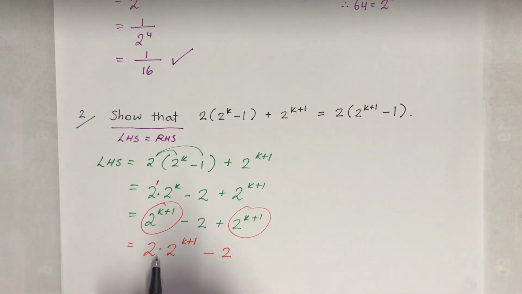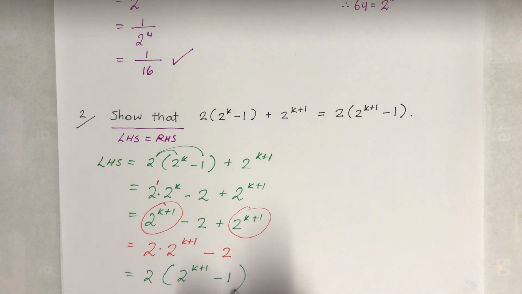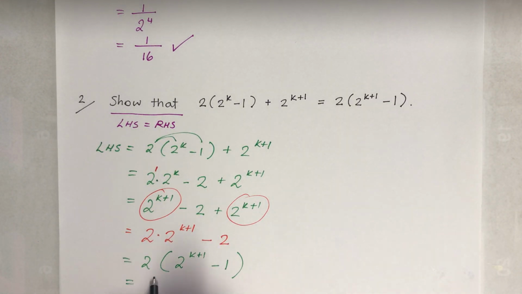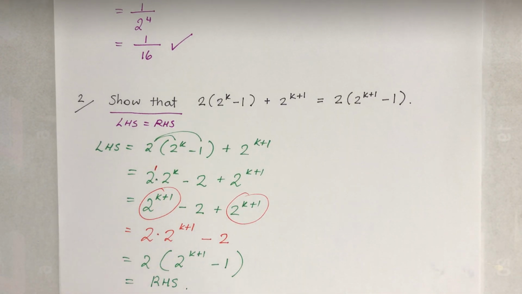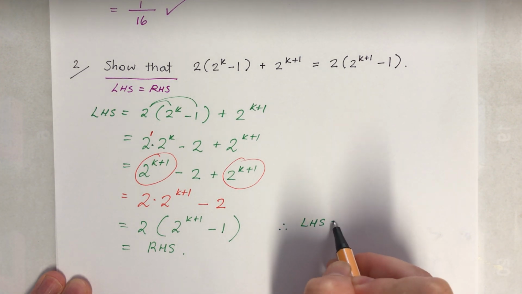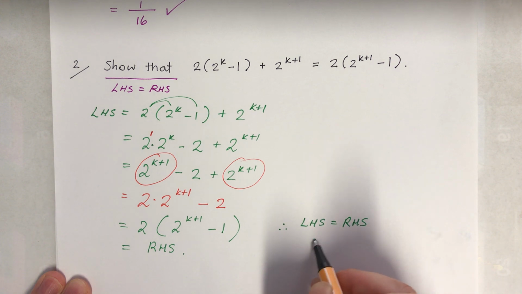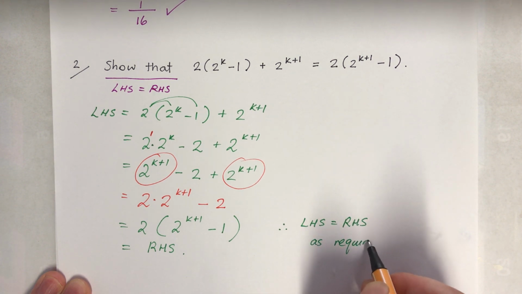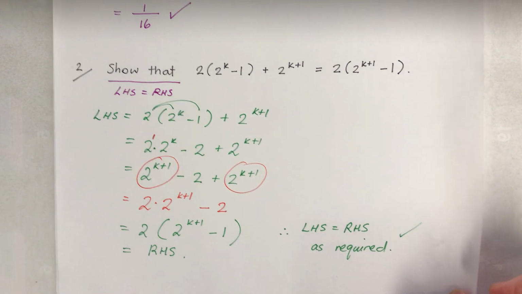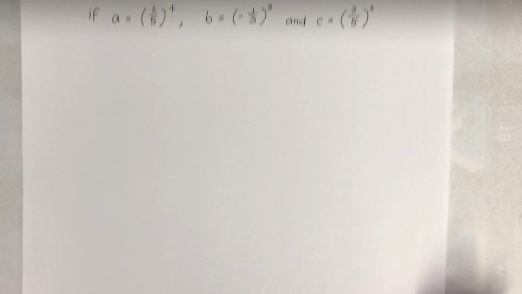If I take the 2 out as a common factor and put the rest inside the brackets, there you go. I've got exactly the same as my right hand side. Excellent. Now, therefore, left hand side equals right hand side as required. Required from the question. So make sure you put that as your final. Okay, keep moving on.